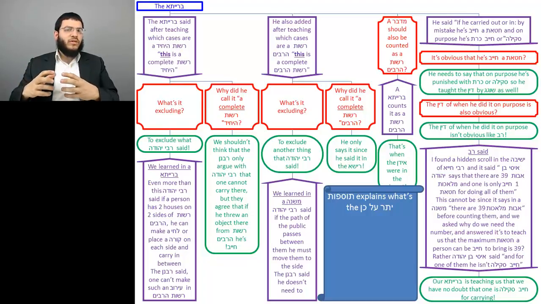So Tosfos is explaining to us words in the Gemara. We read the words Yeser al Kain. We don't necessarily have a question, but Tosfos explains to us what those words mean.